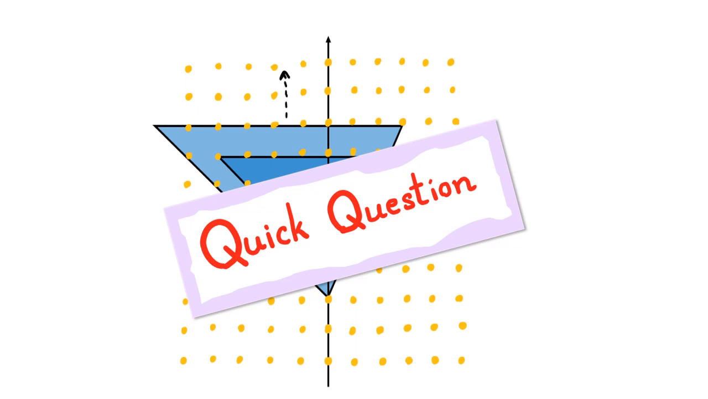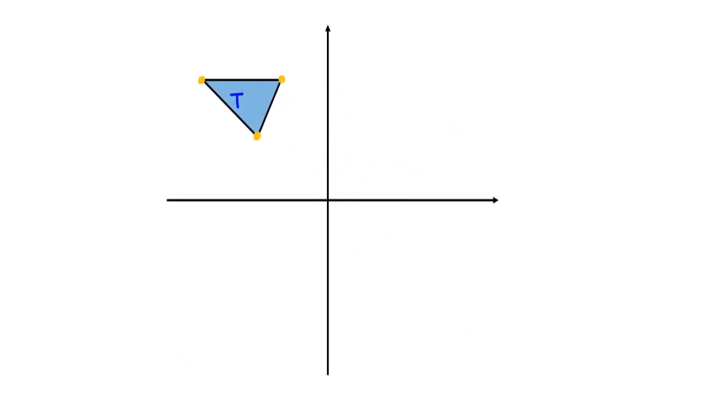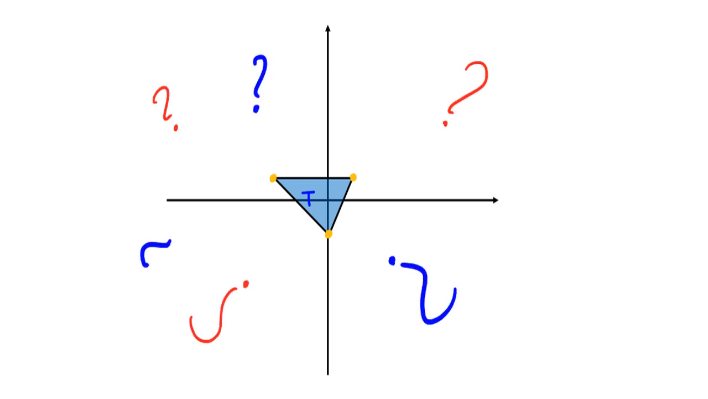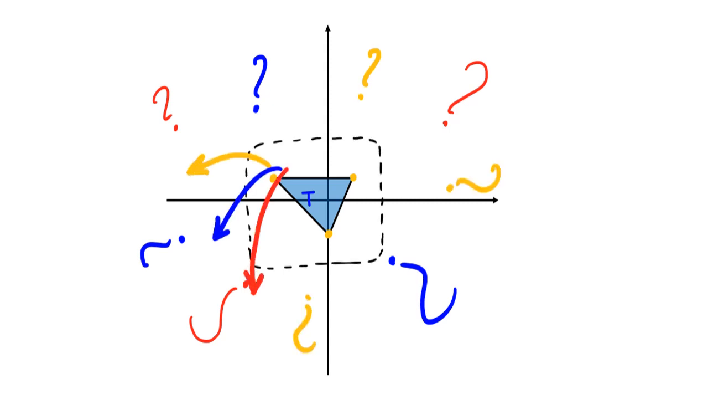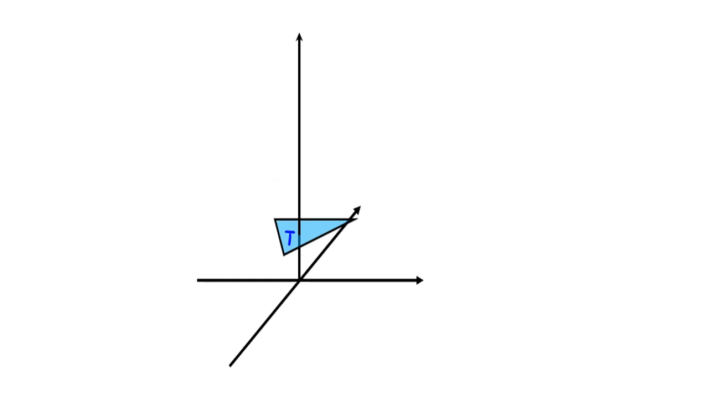Okay, quick question. Can you see how to reposition our triangle T so that all of our dilated triangles are disjoint? It seems like no matter where you place your triangle on the plane, after some dilations, your triangles just become too large to be disjoint from one another. The answer is to think outside of the box. Just translate T by one unit in the z direction.